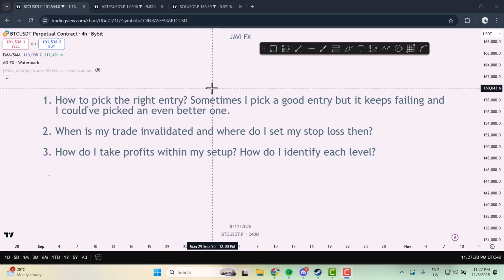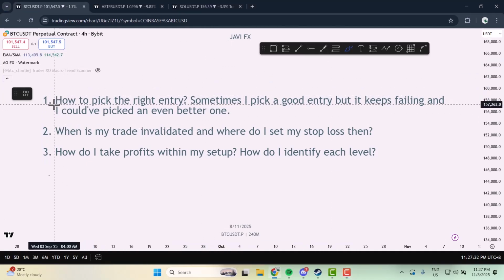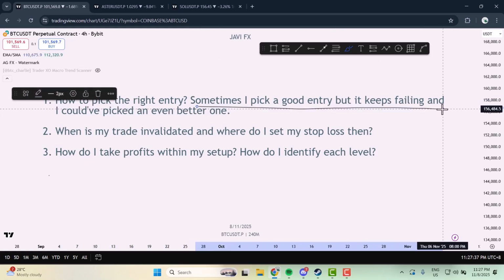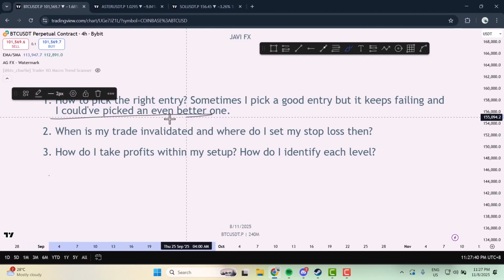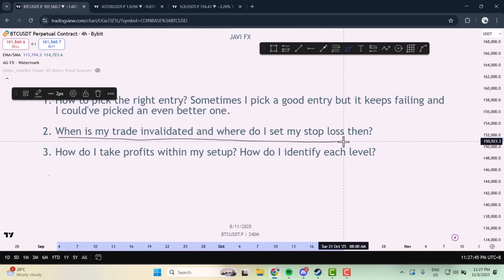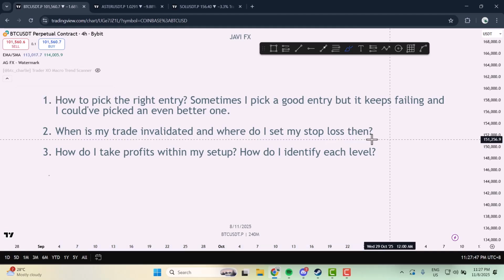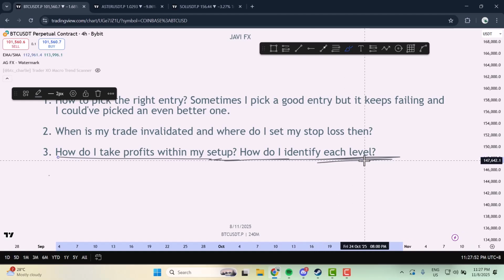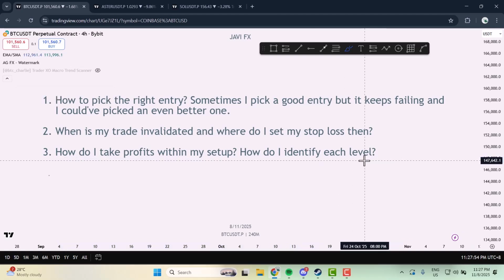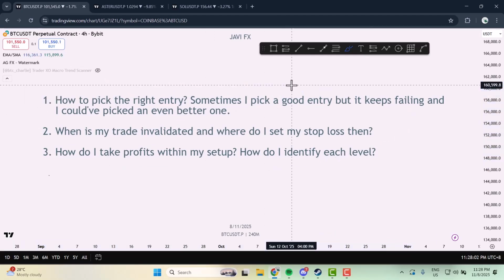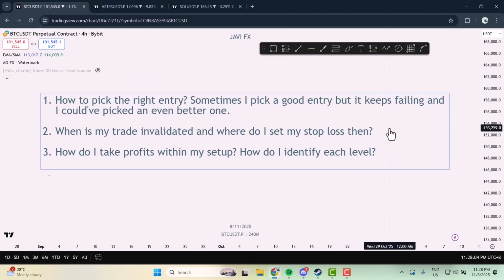The first question was how to pick the right entry. Sometimes I pick a good entry, but it keeps failing, and I could have picked an even better one. Number two, when is my trade invalidated and where do I set my stop loss? And lastly, how do I take profits within my setup? How do I identify each level? I'm going to try to answer each question and put them all into one cheat sheet.